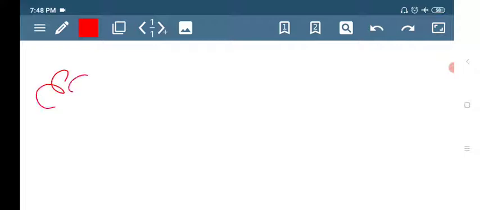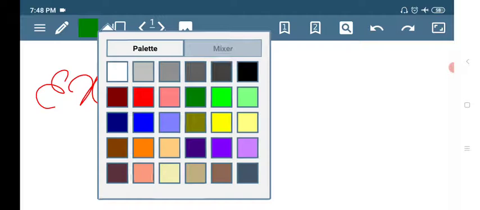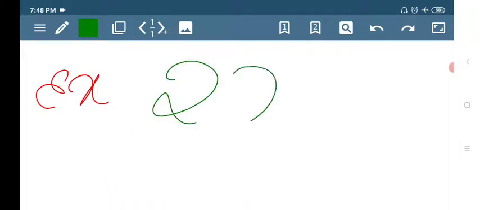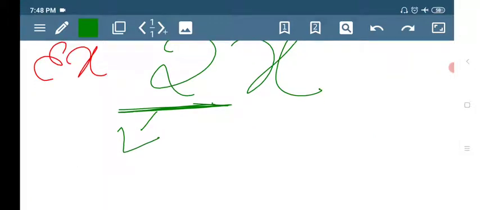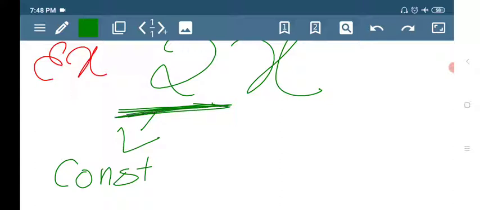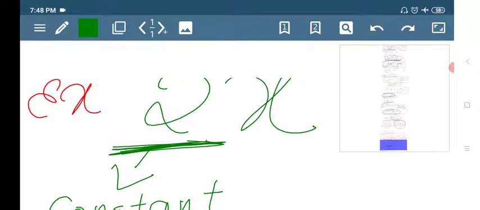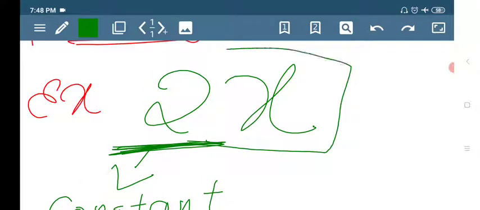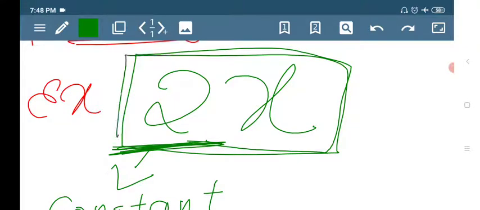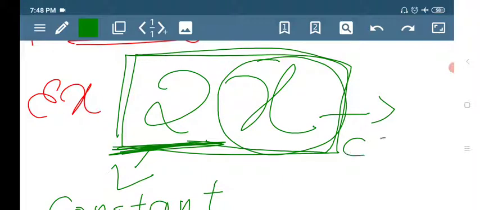So let us take an example, that is 2x. Here 2 is a digit, a number. We call this a constant. Just a number, a digit, is a constant. Okay? Constant. If it is along with some variable, here x is called a variable. x is called a variable.